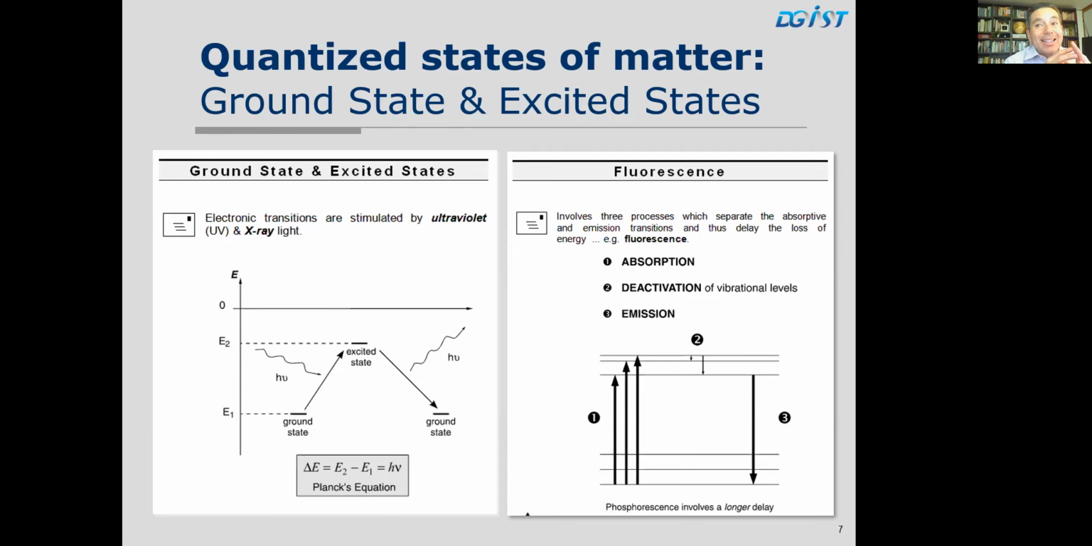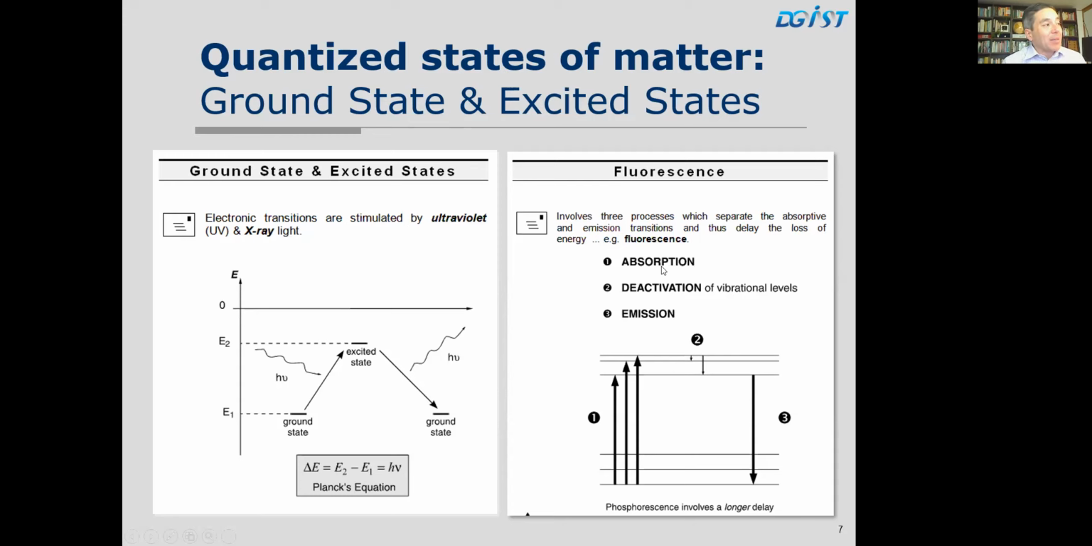So these electronic transitions, for example, in many atoms and molecules can be stimulated by ultraviolet and X-ray light. We will learn that electromagnetic energy is across a wide spectrum, so not just the ultraviolet and X-ray light, but others as well. But when it comes to electronic states in atoms and molecules, ultraviolet and X-ray light are particularly involved.